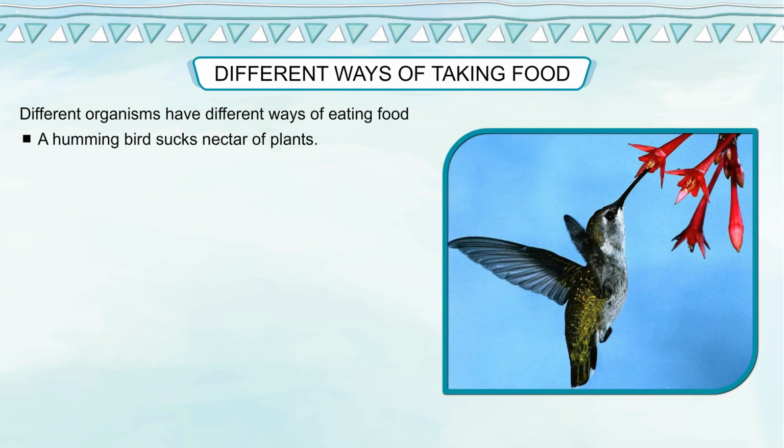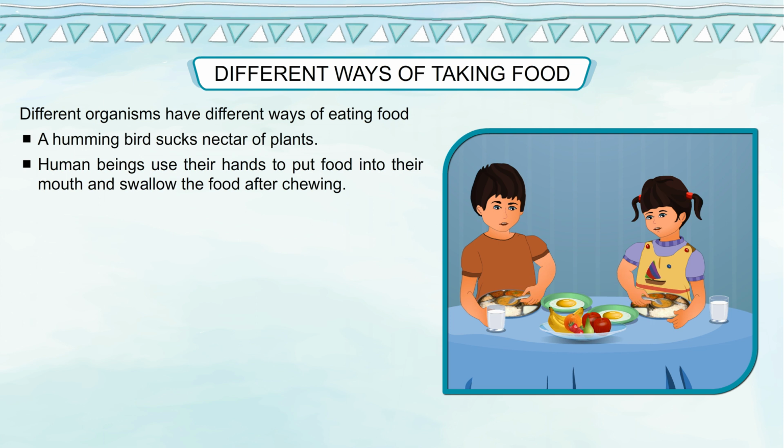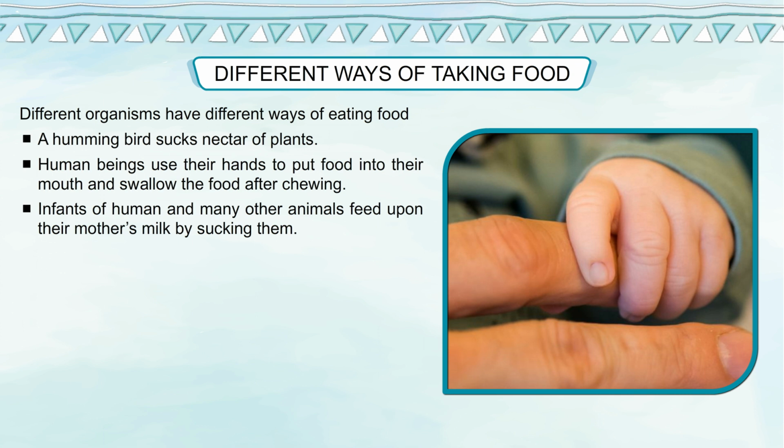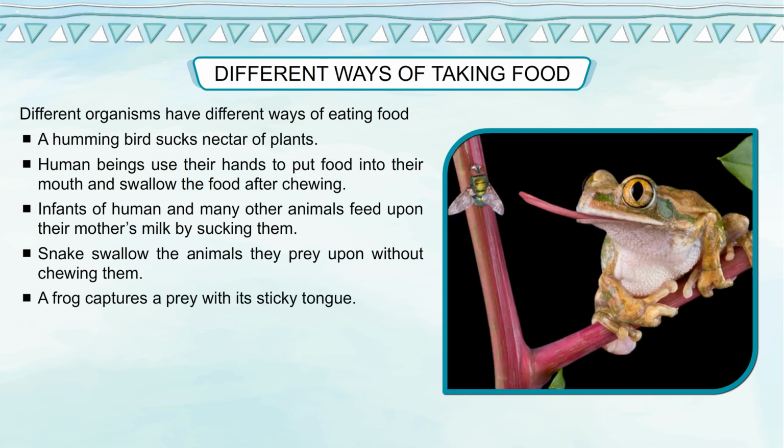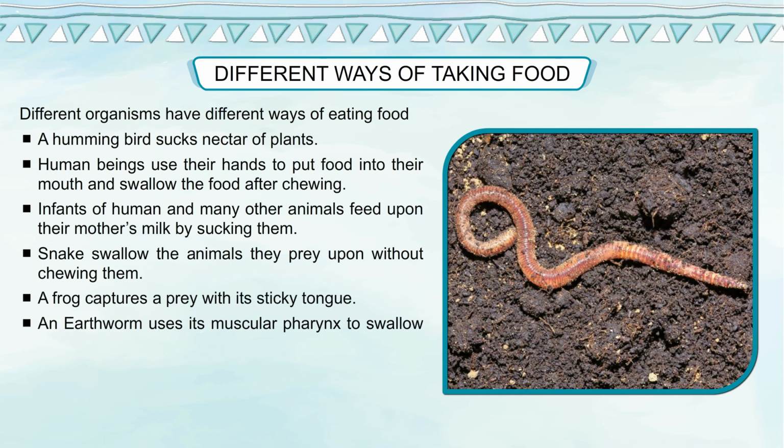Different ways of taking food. Different organisms have different ways of eating food. A hummingbird sucks nectar of plants. Human beings use their hands to put food into their mouth and swallow the food after chewing. Infants of human and many other animals feed upon their mother's milk by sucking. Snakes swallow the animals they prey upon without chewing them. A frog captures a prey with its sticky tongue. An earthworm uses its muscular pharynx to swallow its food.